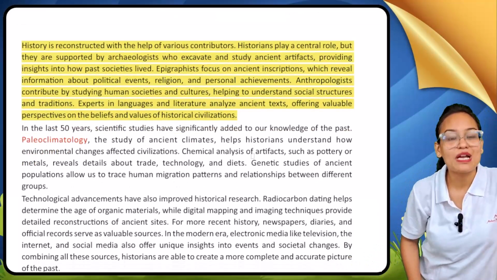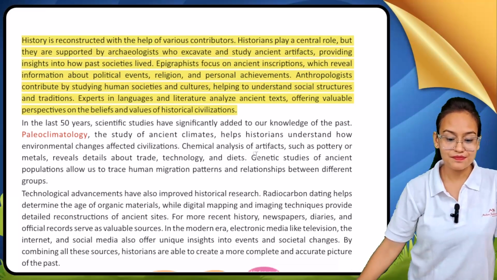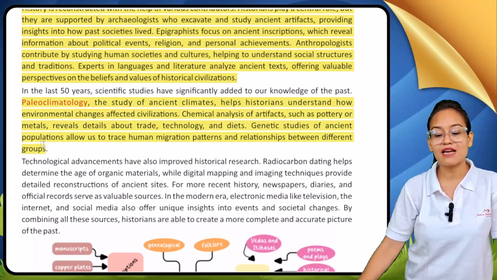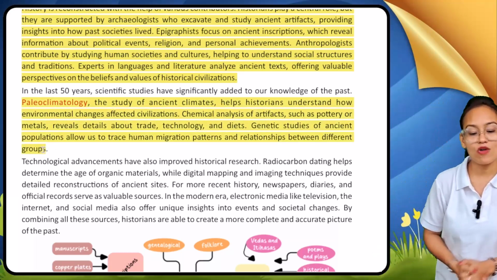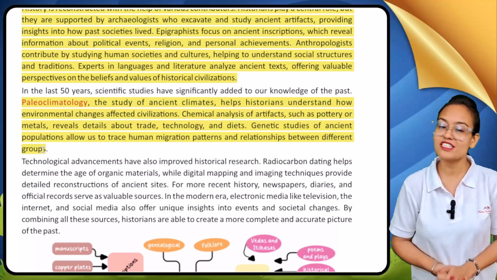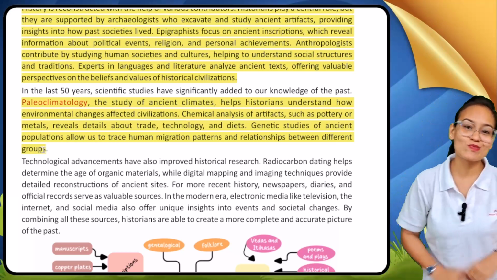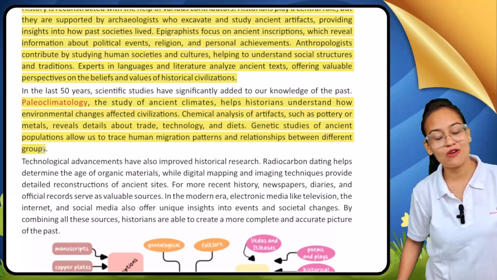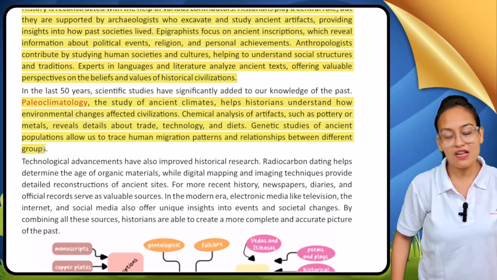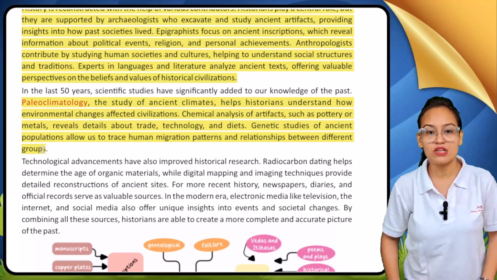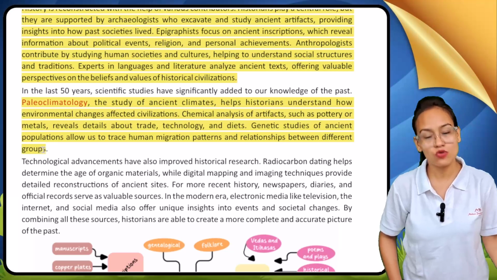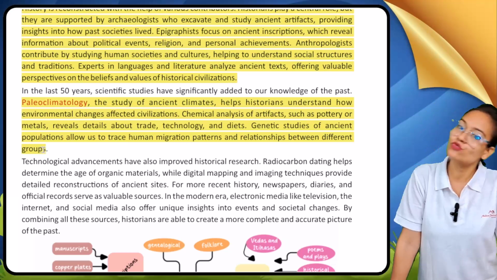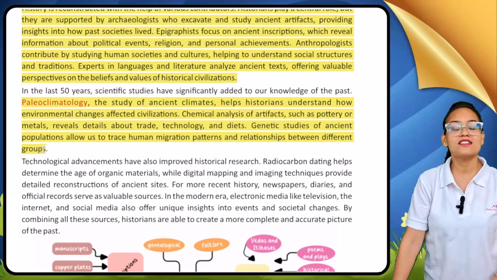Paleoclimatology. What is the meaning of paleoclimatology? Here you can see, paleoclimatology, the study of ancient climates, helps historians understand how environmental changes affected civilization. You are in class 6, my dear students. I hope you all know about the ancient civilizations of our world, like Egyptian, our Indus Valley civilization, Mesopotamia, Chinese. So how can we know about these civilizations? Through the timeline. But you know what, all these civilizations have vanished.